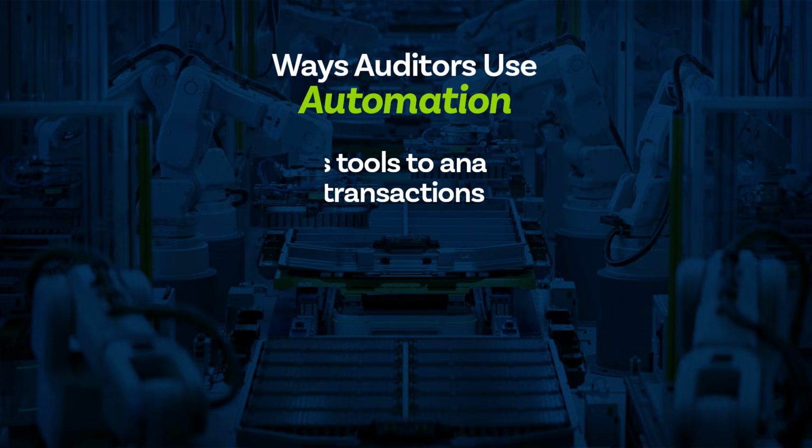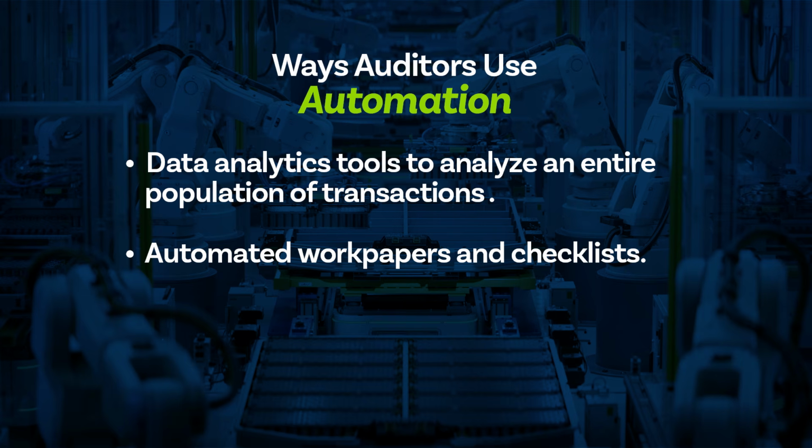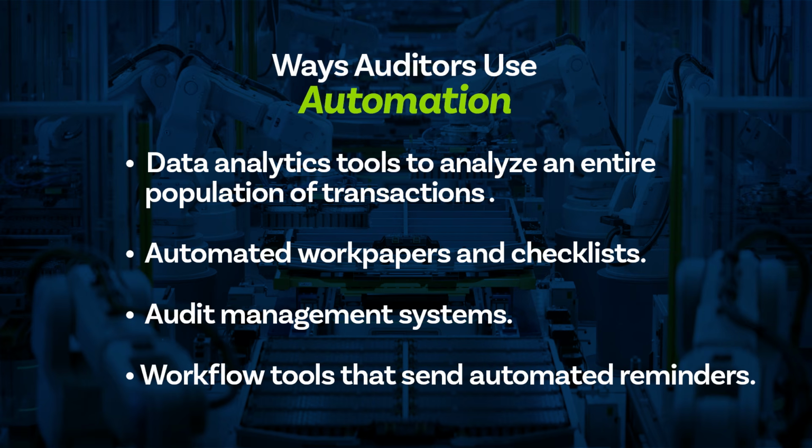Some of the most common ways auditors use automation in their own work include data analytics tools, which let you analyze an entire population of transactions rather than just a sample. Automated work papers and checklists, which standardize how the team documents its work. Audit management systems, which track open findings, deadlines, and the status of management's responses. And workflow tools that can send automated reminders when action plans are approaching their due dates.